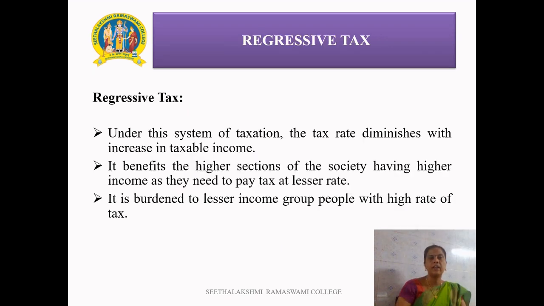Next, regressive tax. Under this system of taxation, the tax rate diminishes with increase in taxable income. It benefits the higher sections of the society having higher income as they need to pay tax at lesser rate to the government. It is a burden to lesser income group people with high rate of tax.